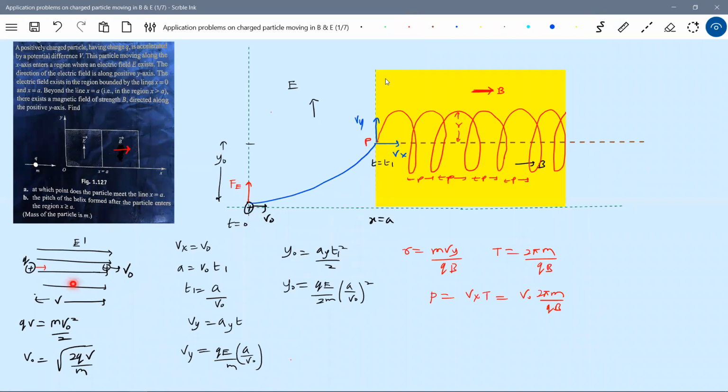So now, what are the types of questions? If I vary this accelerating potential, V naught will change, so the pitch will change. I think they may ask you match the following, the best questions here. So now you substitute that V naught. So this will become 2 QV by m. Like this, you can further simplify this one. So this is the pitch of the helix.